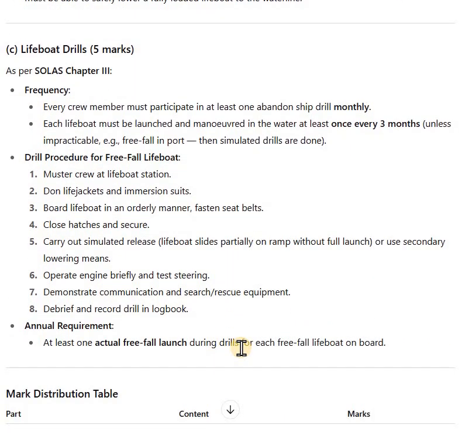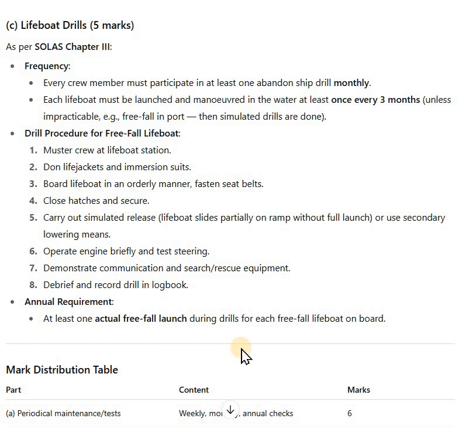Lifeboat drills, again as per SOLAS Chapter 3, frequency: every crew member must participate in at least one abandon ship drill every month. Each lifeboat must be launched and maneuvered in the water at least once every 3 months, unless impracticable. For free fall in port, simulated drills are done.